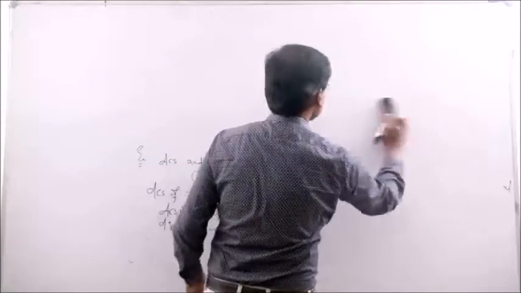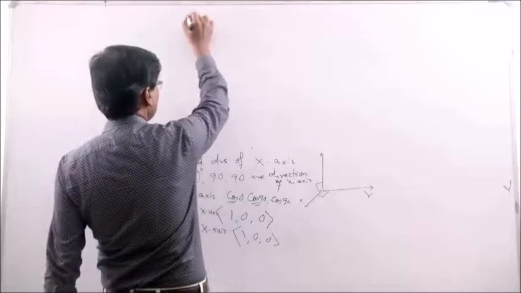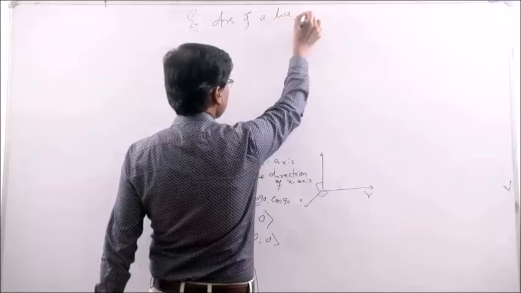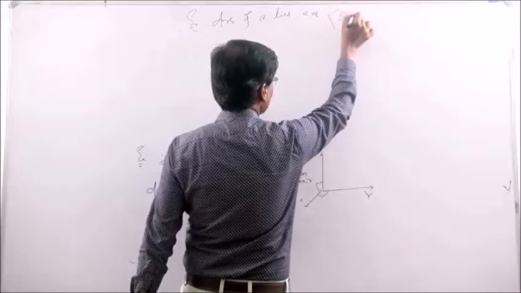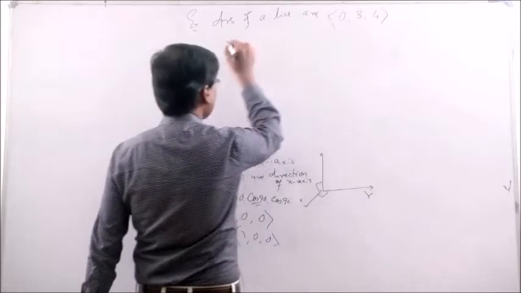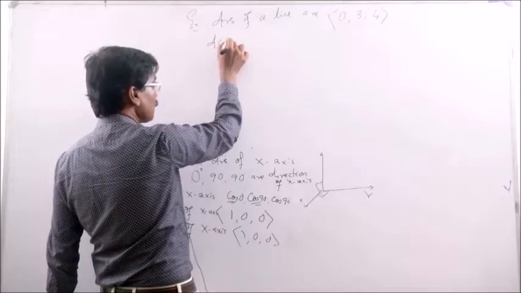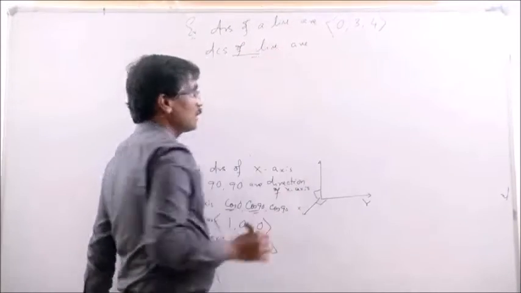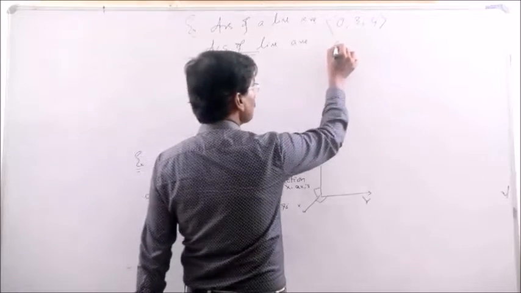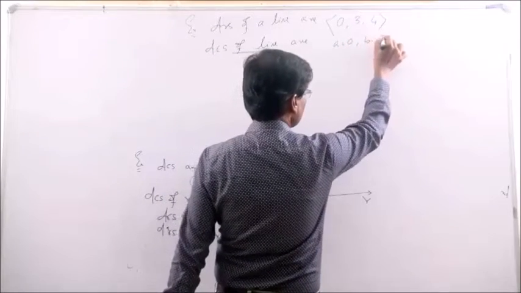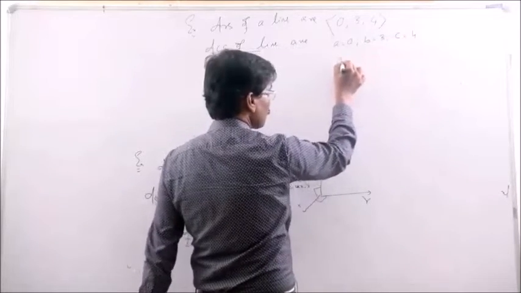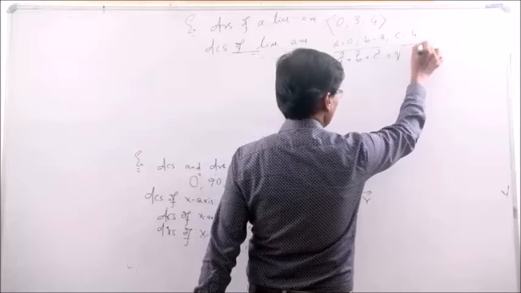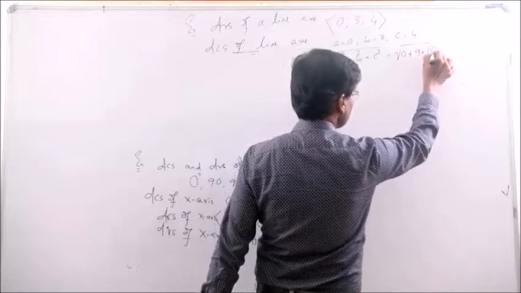Suppose we are given direction ratios of a line are 0, 3, 4, then what are the direction cosines of the line? So, here A is equal to 0, B is 3, C is 4. So, root over of A square plus B square plus C square is equal to root over of 0 plus 9 plus 16, that is equal to 5.